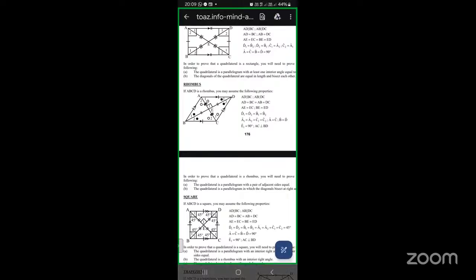Does this make sense to you guys? Yes, sir. Thank you for the feedback. I love hearing that as always. Even with the rhombus, we have these two conditions, condition A and B.